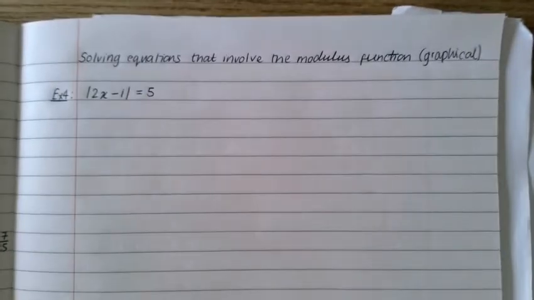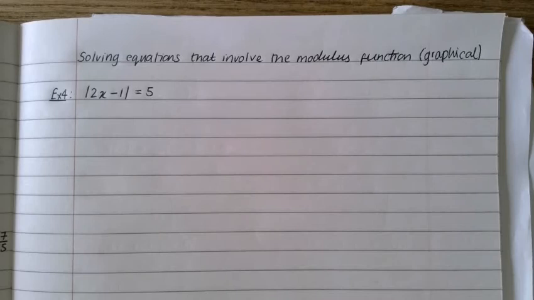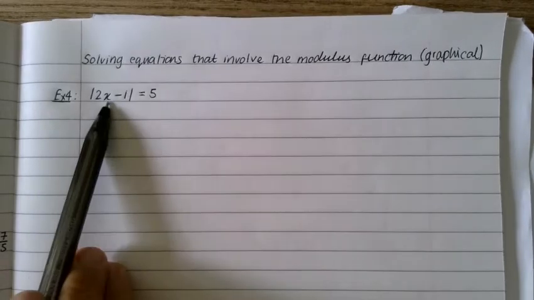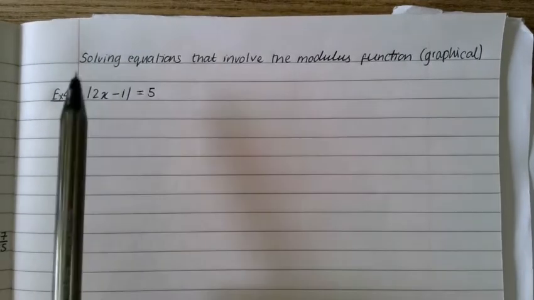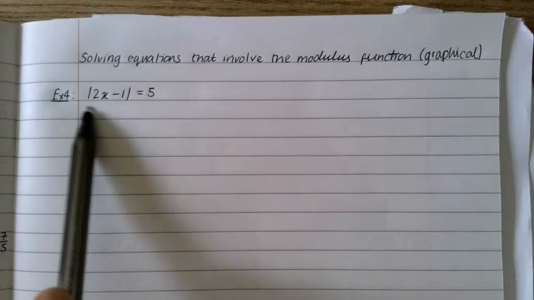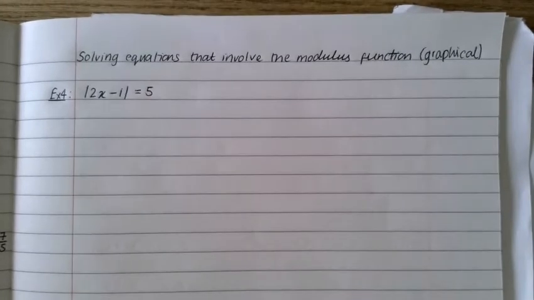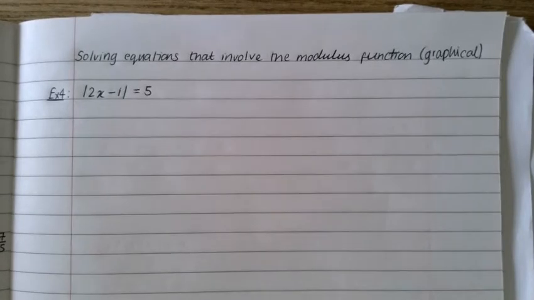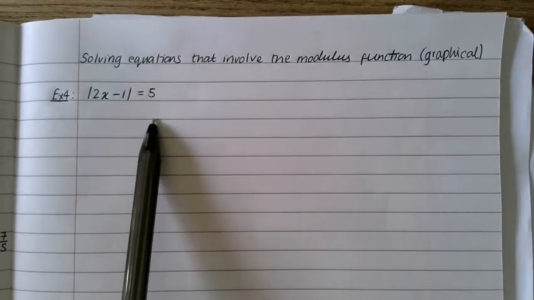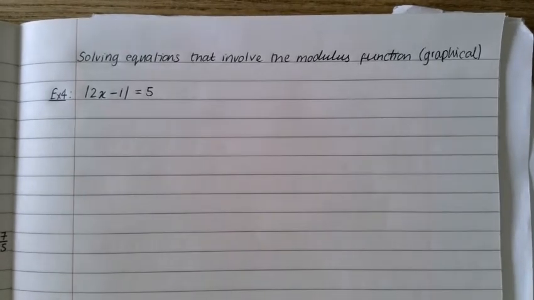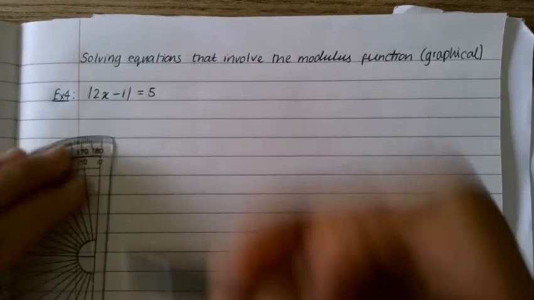Now what we do to solve this is we first, on a set of axes, on the same set of axes as well, we plot y equals the modulus of 2x minus 1, which we just did in example 3, and hopefully you did question 4 of the exercise as well, so you should be really confident with that. And then we plot y equals 5, and then we look at where these graphs intersect. So I'm going to draw myself a set of axes.